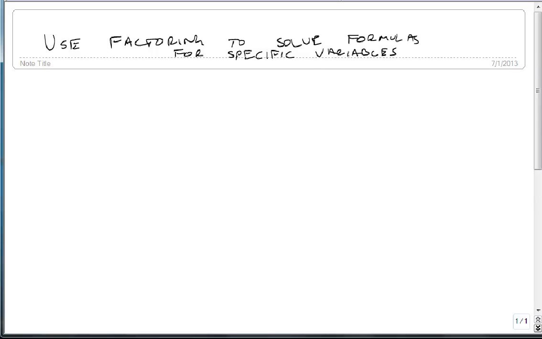We are now going to use factoring to solve formulas for specific variables. So suppose we have the formula 2g equals ch plus dh, and we want to solve for h. Well, it's important to recognize that we have an h in this term and an h in this term. So all my h's are on one side, but I can't narrow that down much farther. I can't combine like terms because c and d are variables, not numbers.